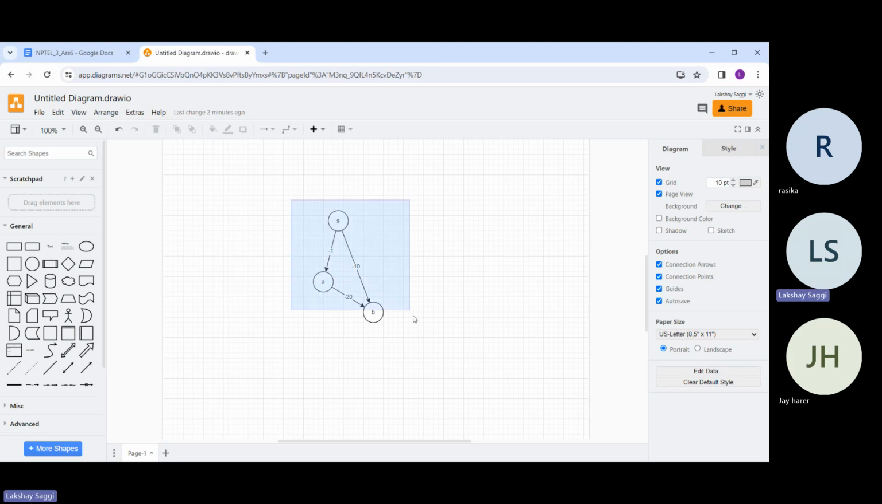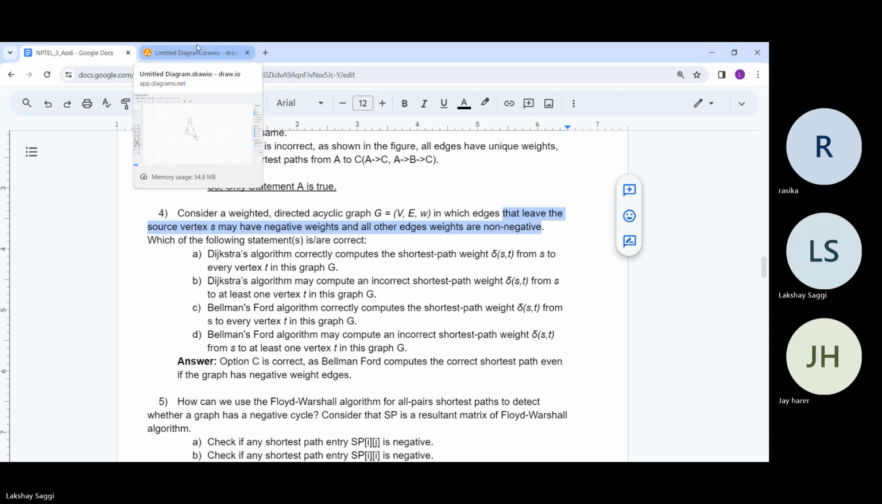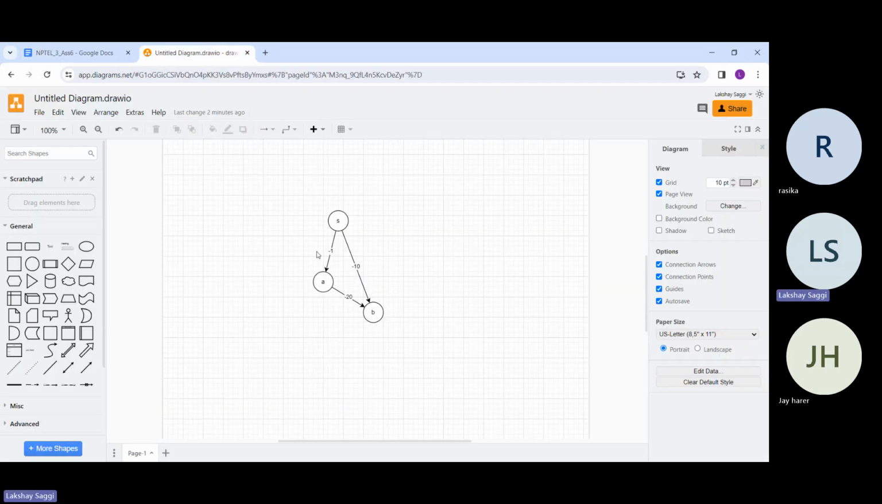Actually, it's a very interesting property of Dijkstra that in this type of graph, where the edges which leave the source vertex have negative weights and all other edges are non-negative, Dijkstra actually works. It does not fail. So it correctly computes the shortest path.